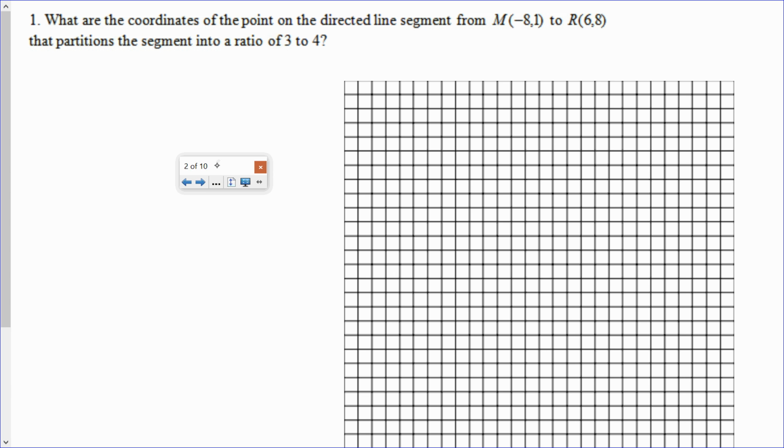We've got negative 8, 1, so I'm just going to try to keep it nice and neat there. So M is negative 8, 1. R is 2, 4, 6. And then 1, 2, 3, 4, 5, 6, 7, 8.